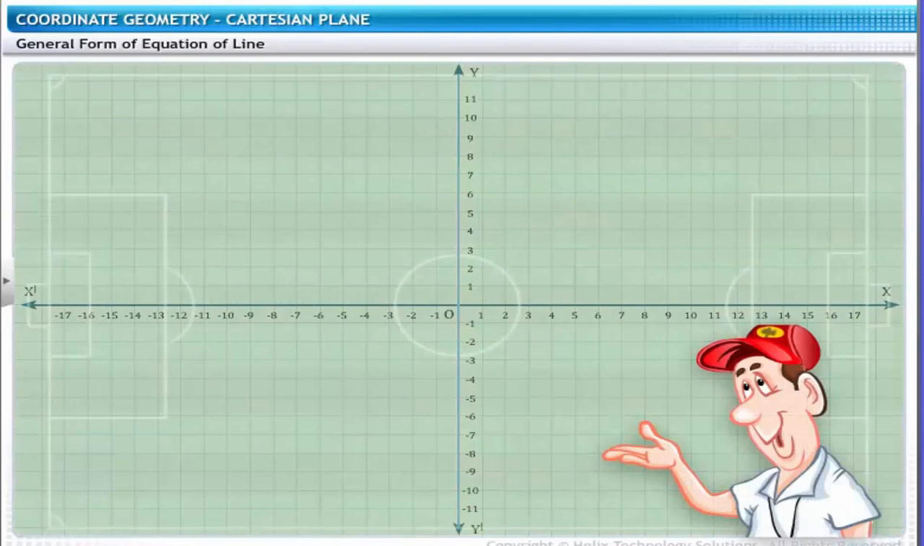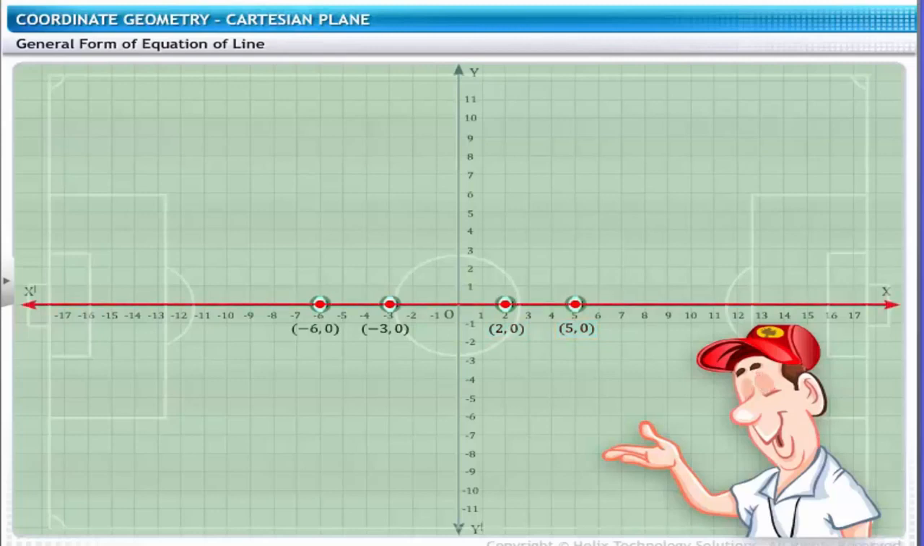Another situation may involve positioning the players at (-6, 0), (-3, 0), (2, 0), and (5, 0). All these points lie on the X-axis and the Y value is 0. Therefore, the equation for the X-axis in this case is y equals 0.